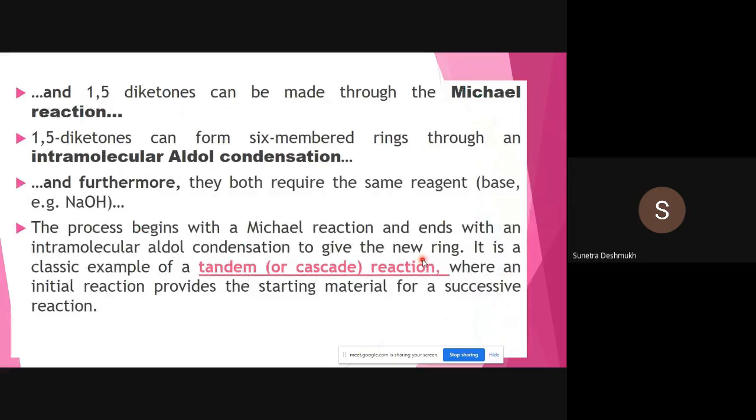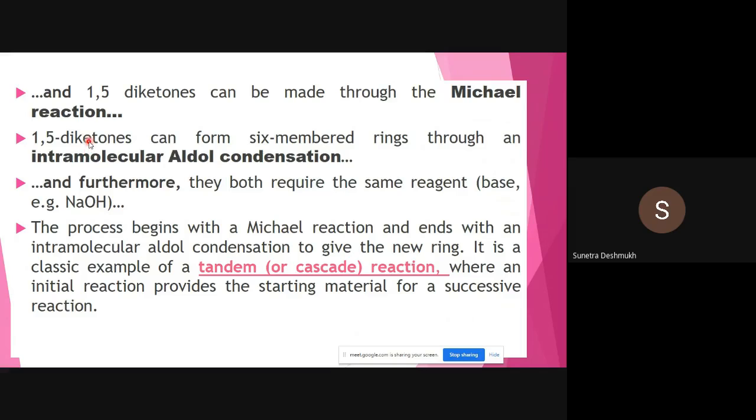Okay, so what steps are involved? First step, as we know, is the Michael reaction. So 1,5 diketones can be made through the Michael reaction. Okay, so we have to generate the 1,5 diketone compound first. Whatever is synthesized from the Michael reaction, we have to use for the next step, the intramolecular aldol condensation reaction. So we will generate the 1,5 diketone via the Michael reaction, and we will use this 1,5 diketone for the next intramolecular aldol condensation reaction.